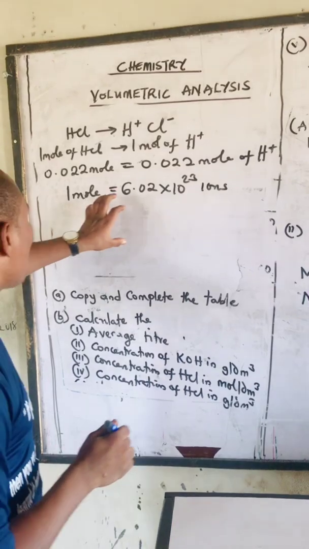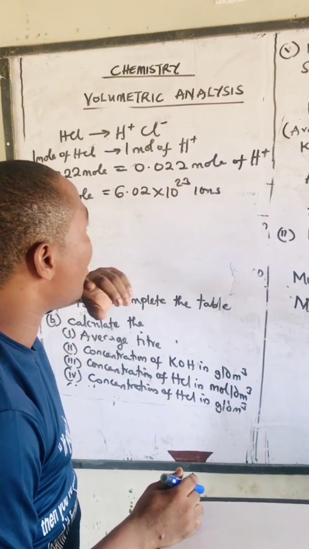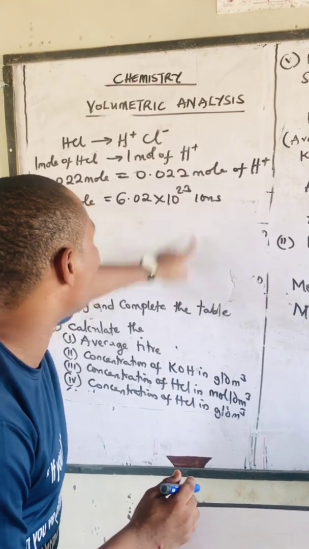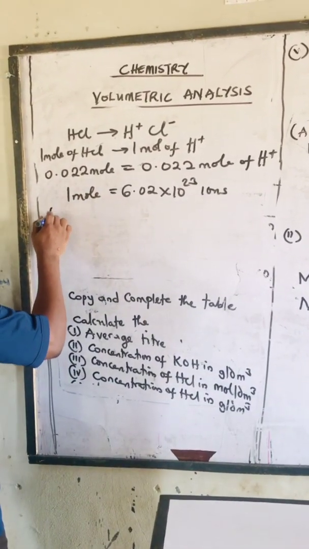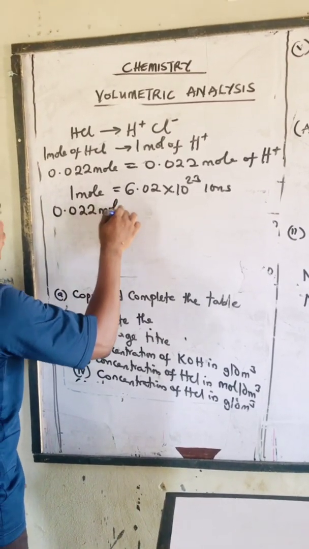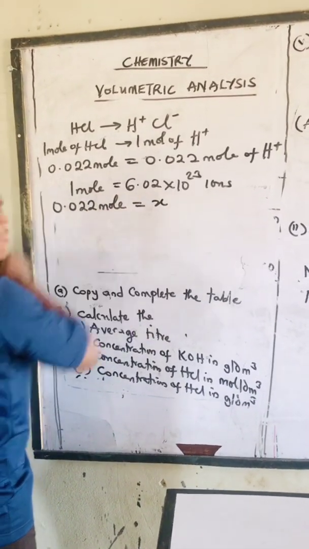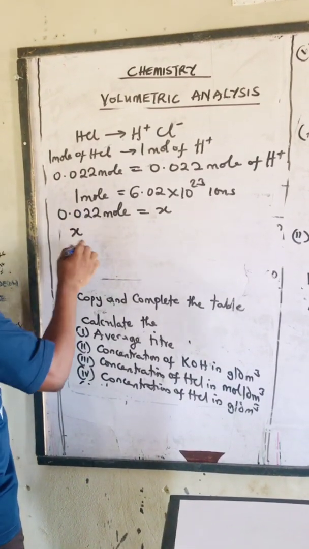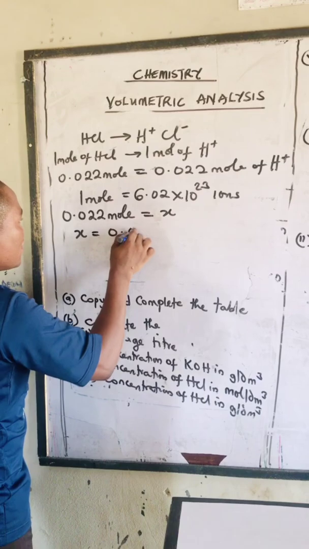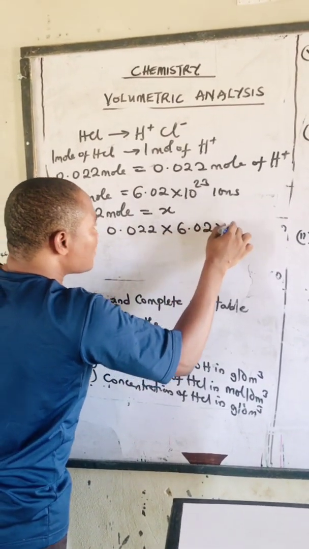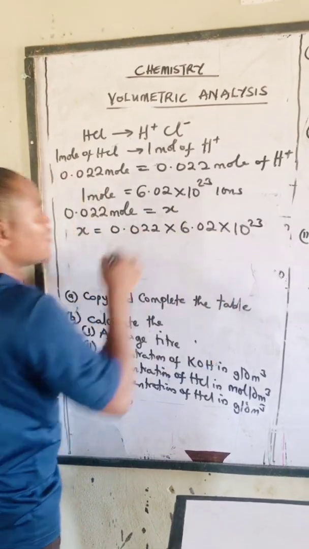Okay, 1 mole of this is equal to 6.02 times 10 raised to the power 23 ions. Now, for this mole, what will be the number of hydrogen ion that will be there? So 0.022 mole will now be equal to what? X. Do we get that now? So our X, which is the number of hydrogen ion in this, will be equal to 0.022 times 6.02 times 10 raised to the power 23.